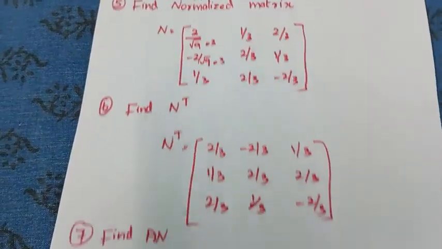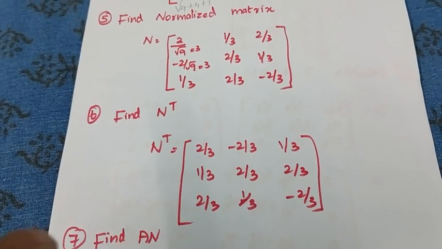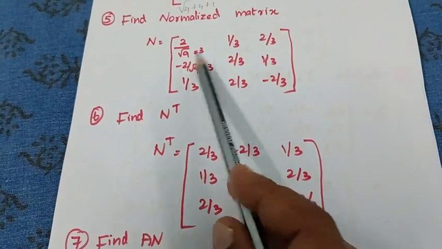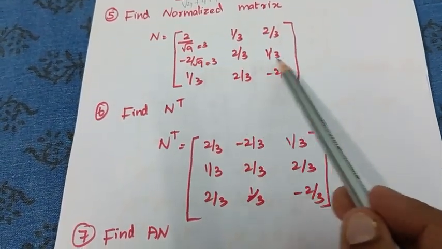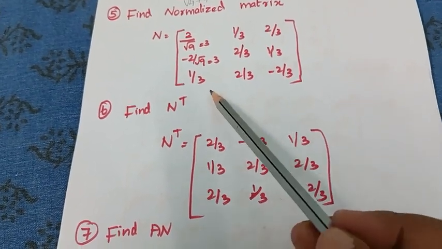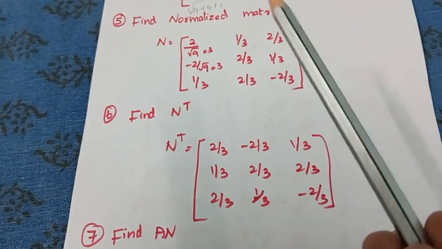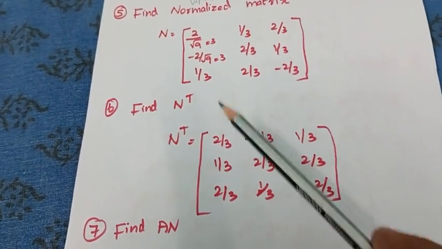Next, finding N transpose. N transpose is nothing but writing the rows as columns and columns as rows. This row is taken as a column here. Similarly, this row is taken here as a column, and the last row is taken as a column. So this is the N transpose. Transpose is nothing but transferring rows into columns or columns into rows.